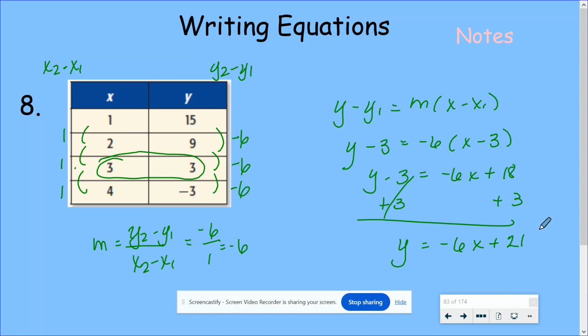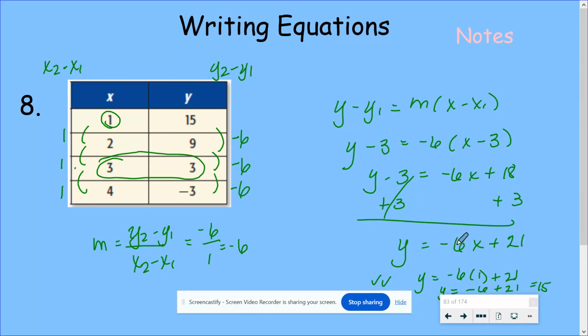And I could even double check my answer, because if I plug a 1 in for x, it should give me 15 as my final answer. So let's just double check it. If I plug in a 1, that's going to give me negative 6 plus 21, which is 15, and that's what I wanted it to be. So I'm pretty confident that my answer is right.